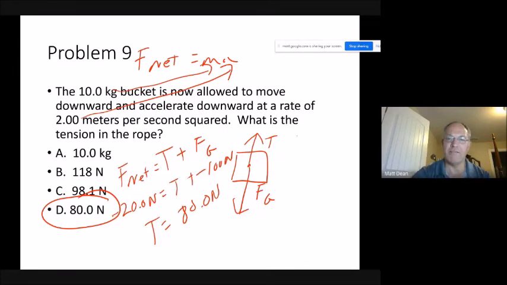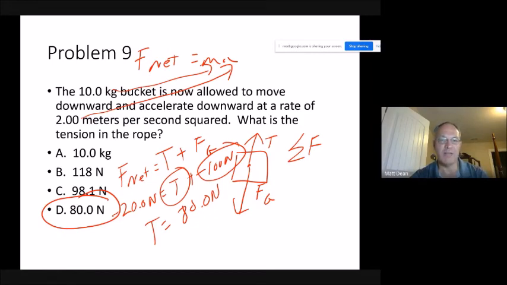Key idea, net force is the sum of all the forces acting on the object. When you're summing them, you have to remember the signs. Negative down, positive up. Negative to the left, positive to the right. That's crucial when you're working with free body diagrams and this kind of scenario.